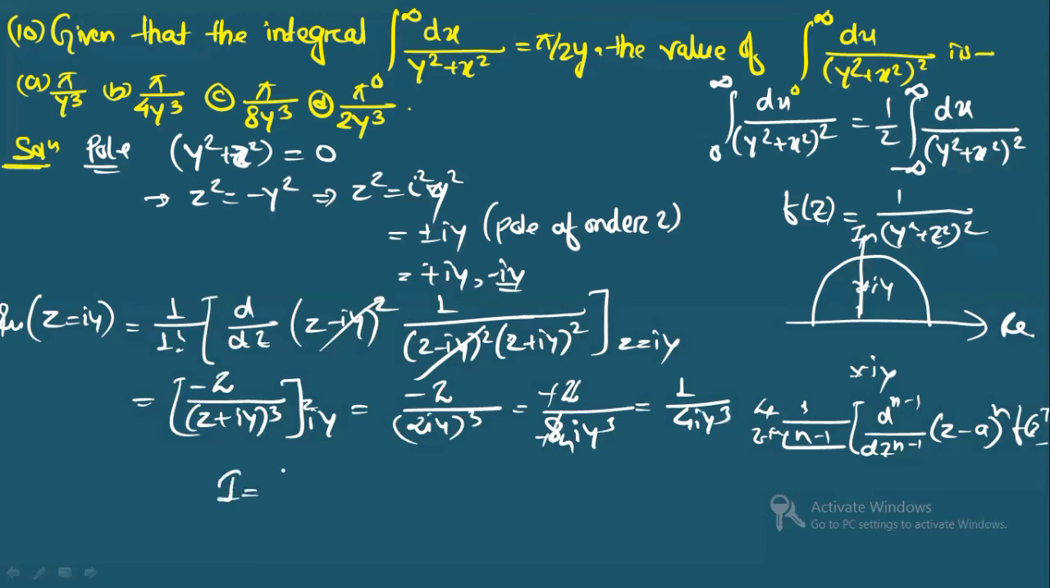And the value of the integral I will be 2 pi i into it. Here you are having one half now, so this half I'm also writing here into 1 by 4i y cube. This 2 cancels this 2, this i cancels i, and you will have pi by 4 y cube as the value of this integral. The correct option is option B. Clear?